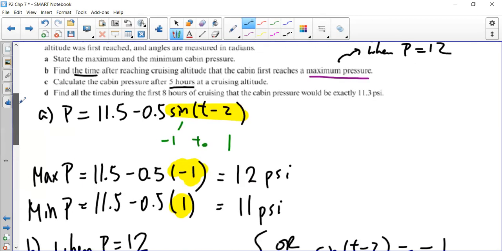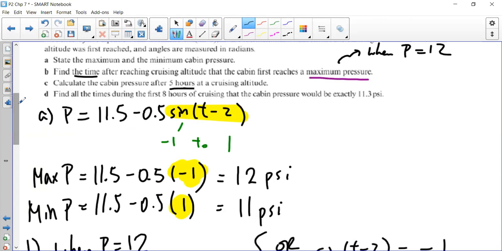Part D. Find all the times for the first 8 hours of cruising that the cabin pressure will be exactly 11.3. Now, again, let me ask you a question. In this one, which variable are you finding? Find all the times, so you're finding t. But if you read the question, you realize 8 hours isn't a t value. This 8 hours is a condition. That means there's a condition for you to compare your final answers, to see which answers you can reject and which you can accept. It's not something you can use in the calculation.